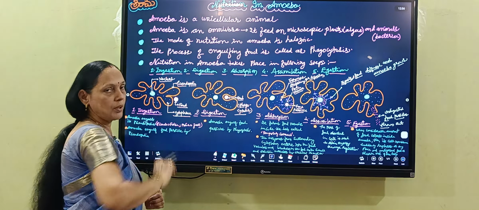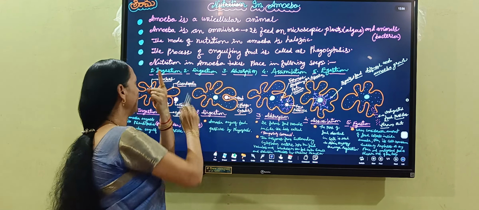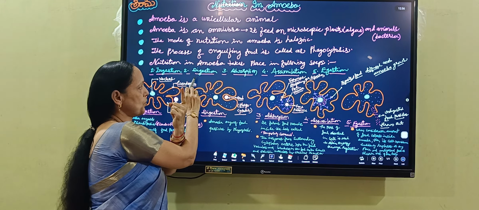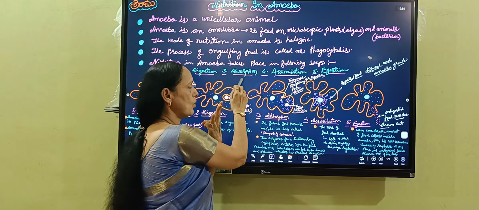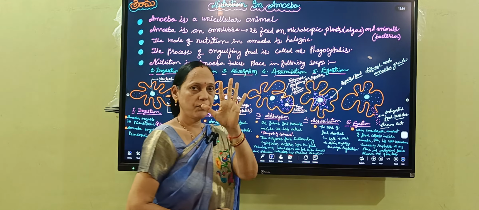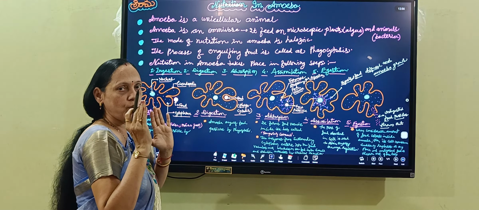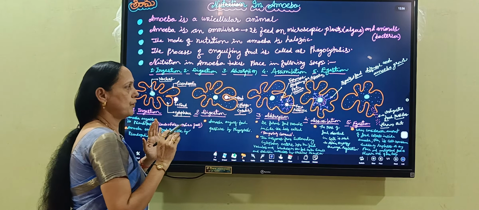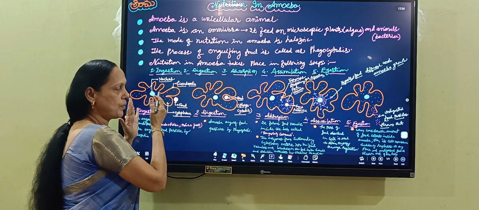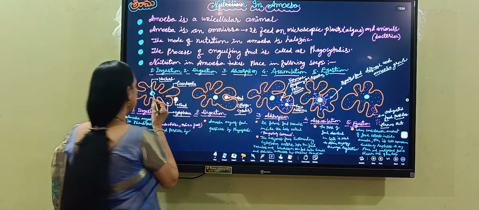Nutrition in amoeba is followed with the help of 5 steps. The first step is called ingestion. The second step is called digestion. The third step is called absorption. The fourth step is called assimilation, and the fifth step is called egestion. So these are the 5 steps followed by the amoeba. First of all, I'll explain the diagram, and after that I'm going to explain the concept regarding those particular steps.